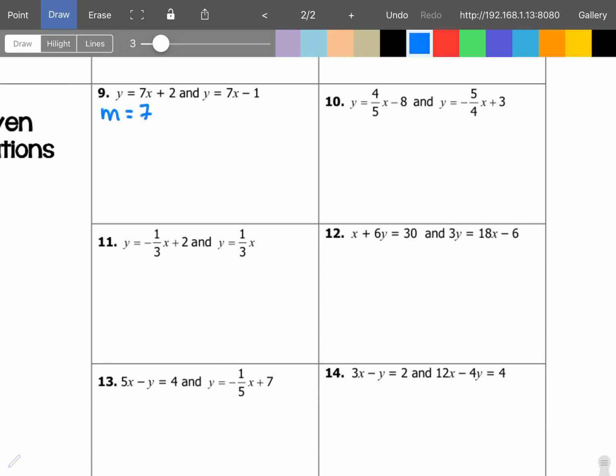So slope is 7. What about your slope here? Your slope is 7 again, right? So both of them are 7. So those 2 lines are parallel to one another.